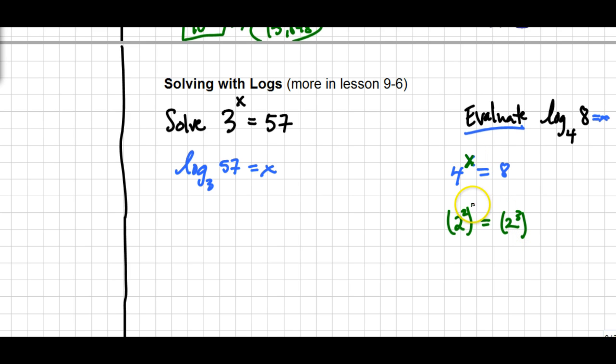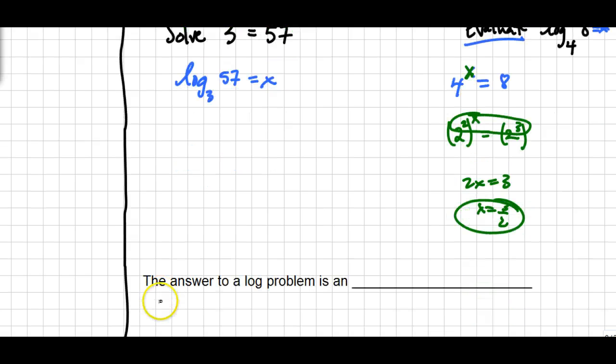The problem is there's still this x lurking around and getting in our way. So let's just focus in on the exponents for a moment. 2x has to equal 3. So let's divide both sides by 2, so we get 3 over 2 as our final answer. And don't forget, the answer to a log problem is that's right, exponent.